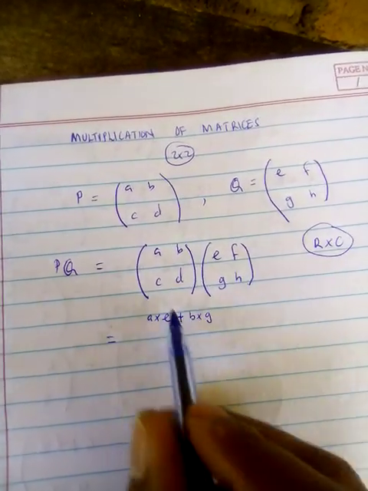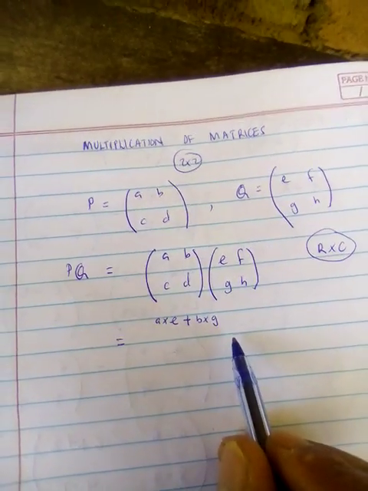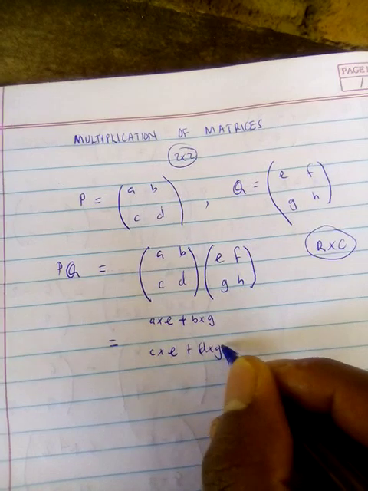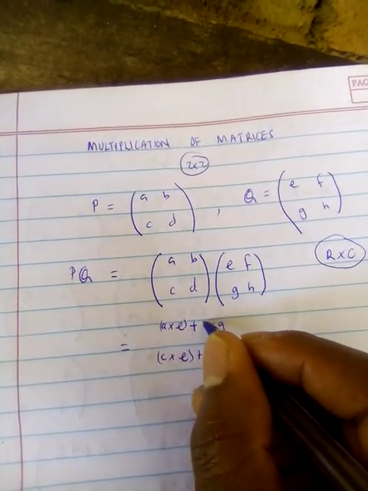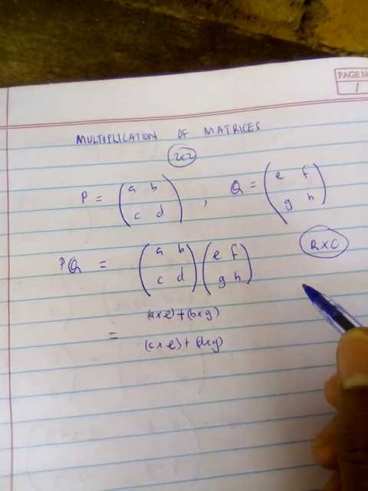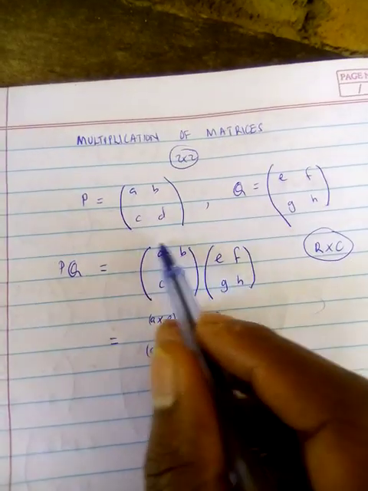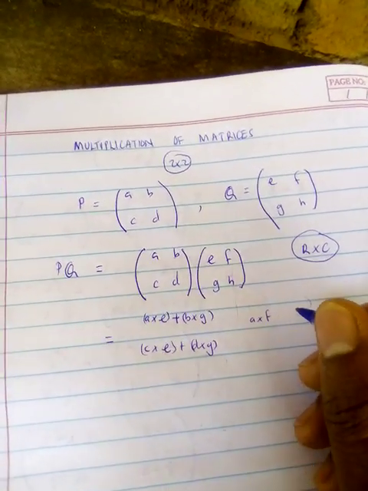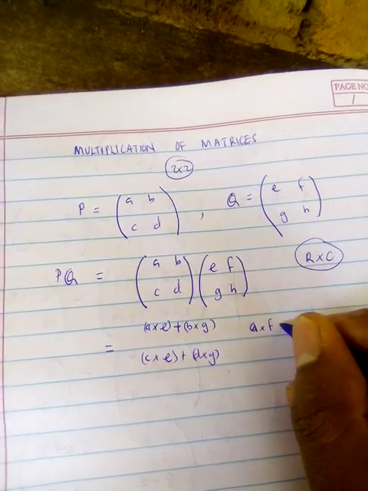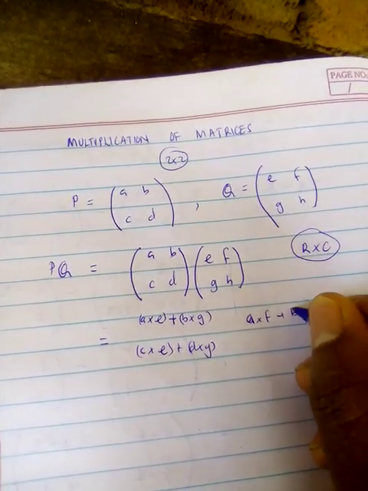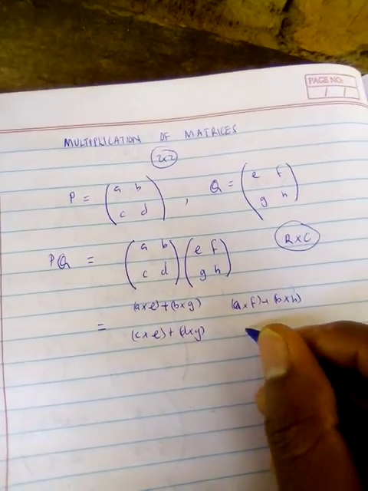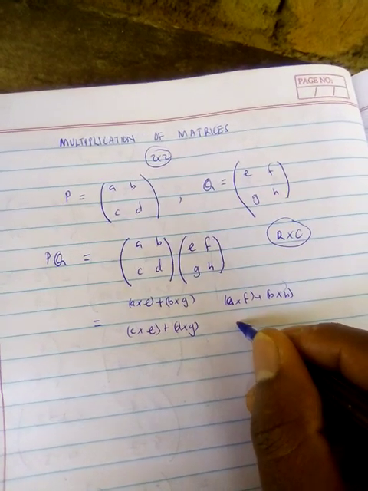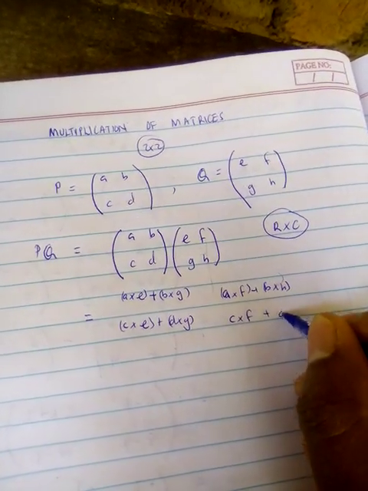Then to produce the digit here, I come to the lower row times this first column, so I have C times E plus D times G. You can put some small brackets for these to show that we are adding and at the same time multiplying. To produce the next digit here, I get the first row times the last column, so I have A times F plus B times H. Then the next one, I have the last row times the last column, C times F plus D times H.